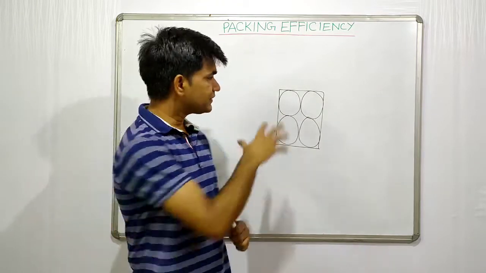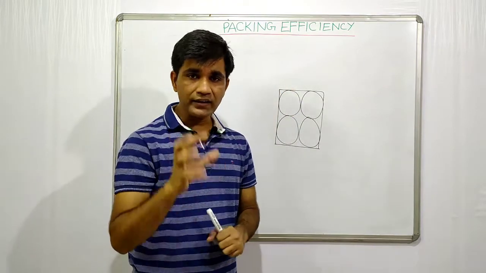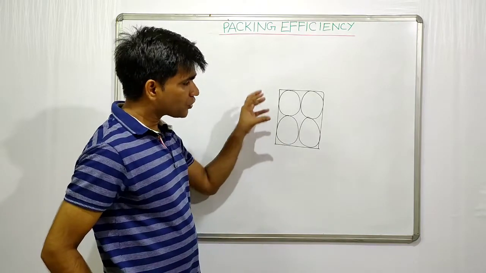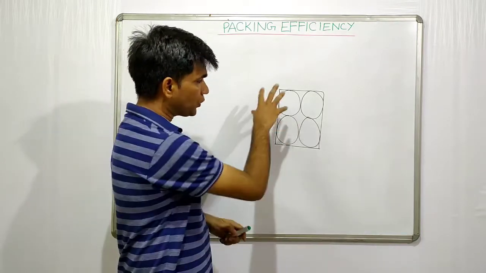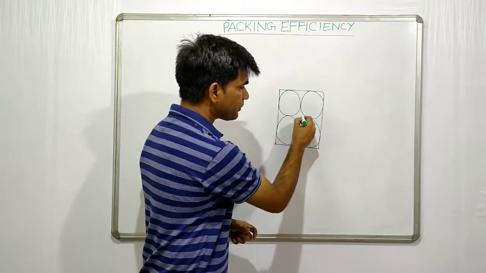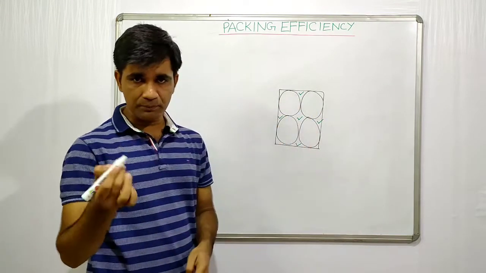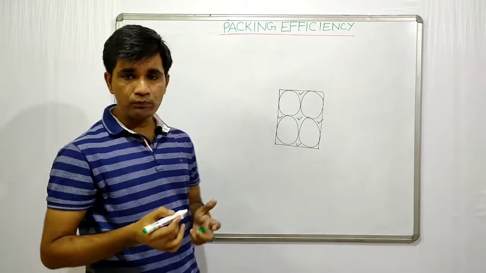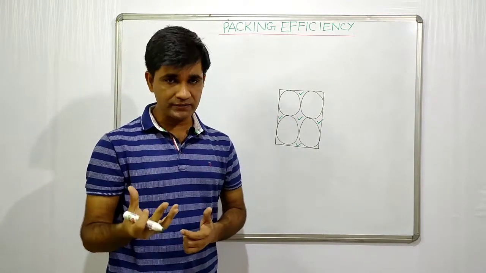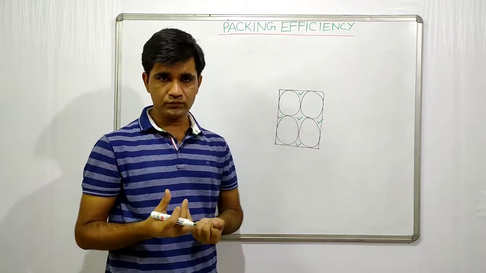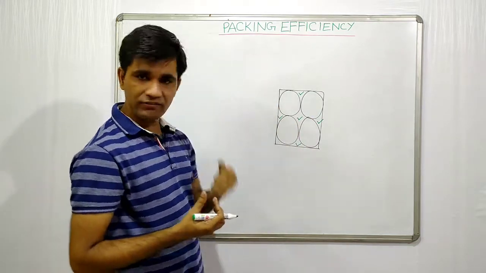For example, this is a unit cell containing 4 constituent particles. But even after the close packing of these 4 constituent particles, some free spaces, or voids, are present in this solid. Now, the total percentage which is covered by these constituent particles is called packing efficiency.